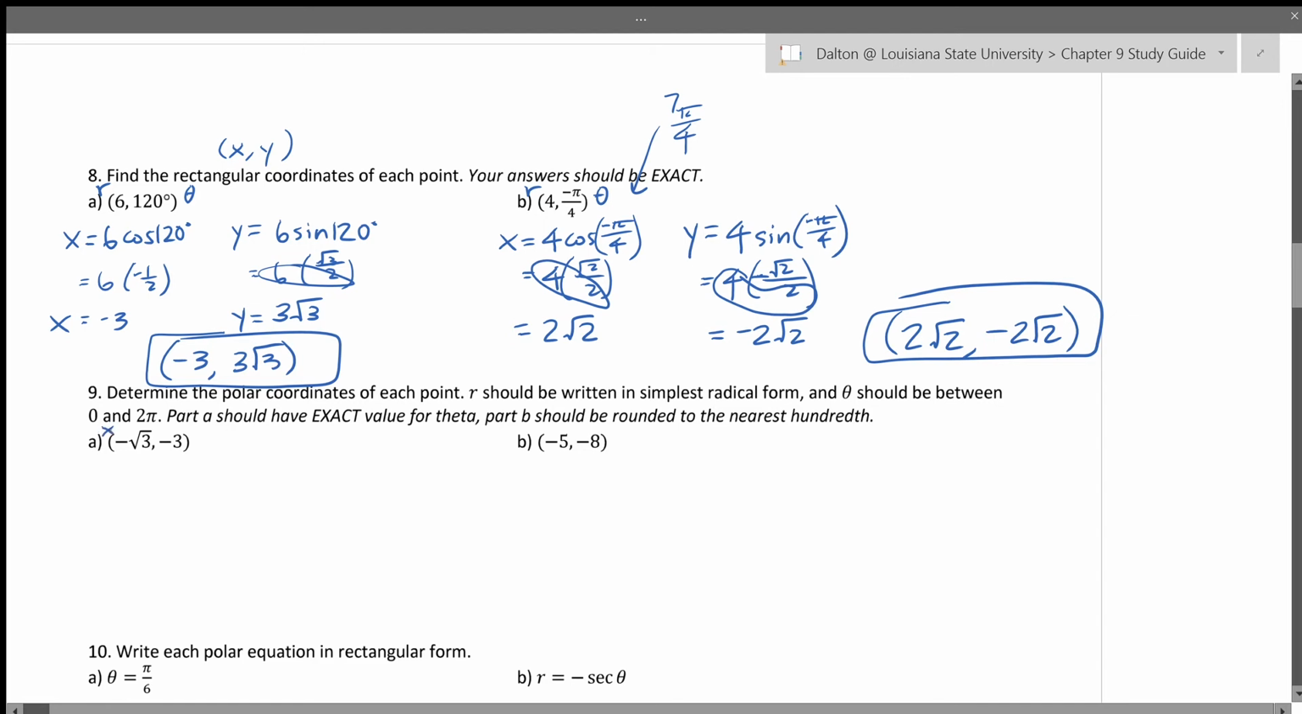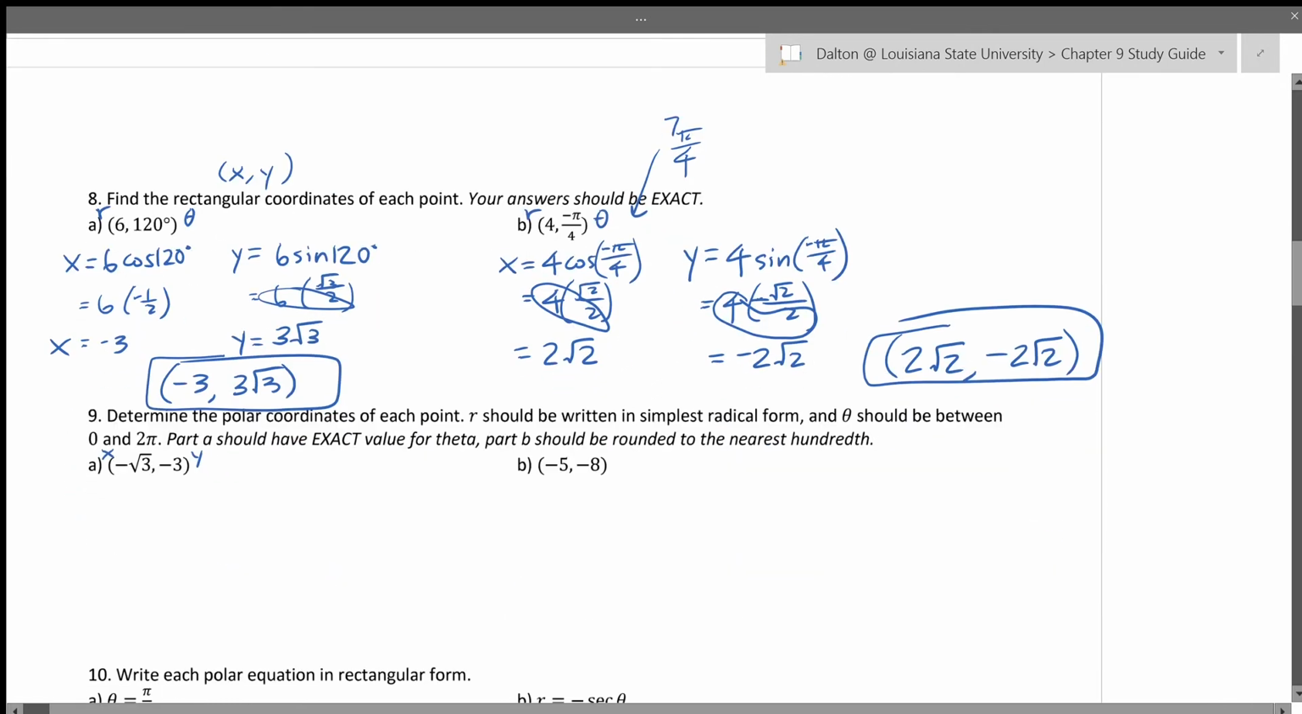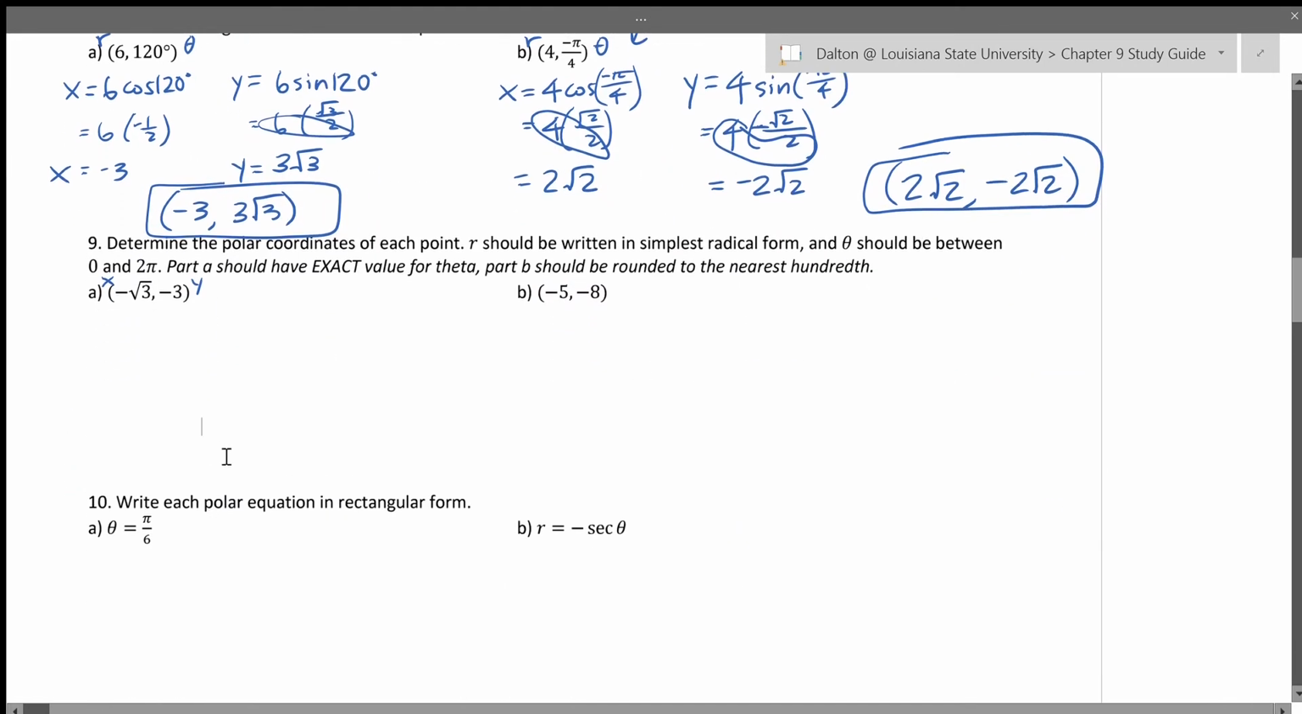So this time I give you x and y, and we need to find r and theta using the same equations from number 7. So r is the easy one, I think. R is going to be the square root of x squared plus y squared, or a squared plus b squared. So that's going to be negative square root of 3 squared plus negative 3 squared. So be careful here. Negative square root of 3 squared. And anytime it's negative, a negative times a negative is a positive. So we know it's going to be positive. Square root of 3 squared is 3. Okay, plus, no, I'm sorry, plus just negative 3 squared is going to be a positive 9.